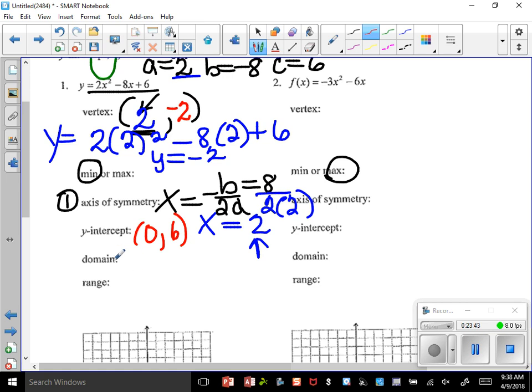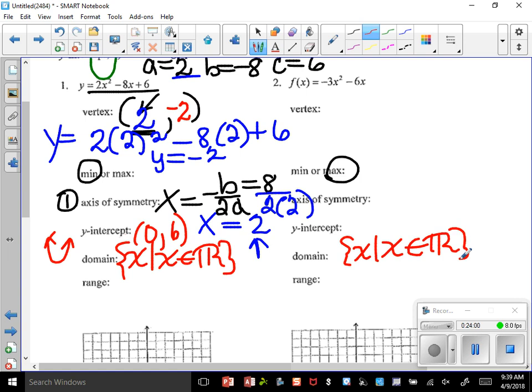Okay, let's do the domains. Whenever a parabola is going upward or downward, the domains are always x, such that x is an element of all real numbers. That's going to be a standard answer for up and down. So I'm just going to go ahead and put it over here as well.